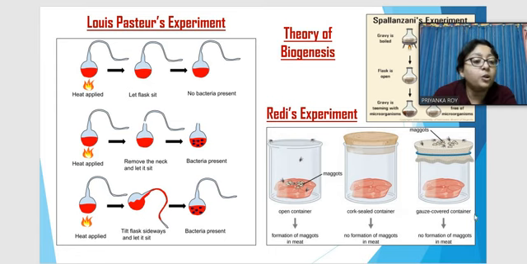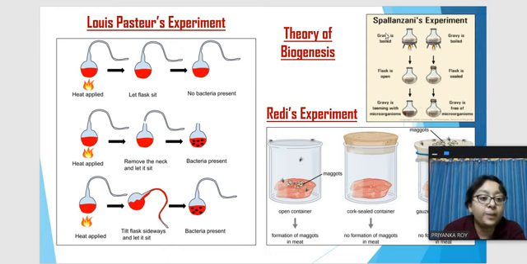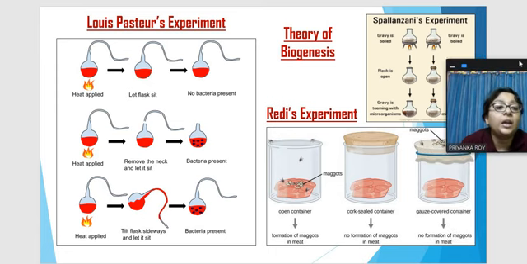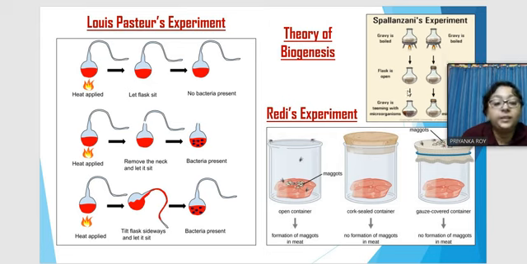And also when there was a gauze covered container, then it was only the smell of the meat that was there. So the flies came, laid their eggs, but on the gauze itself, the maggots formed. And in Spallanzani's experiment, he took a meat gravy and boiled it, and the flask was kept open in one case and sealed in the other. In the open flask, it was teeming with microorganisms, and in the sealed flask, the gravy was free of any microorganisms. So these experiments proved that you need air to carry the spores of the microorganisms, and if it is so, then only from those spores will new life be created.